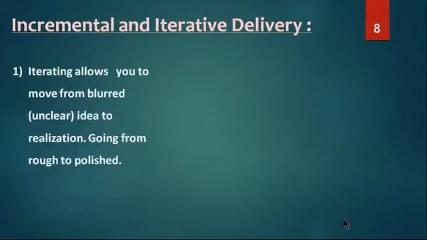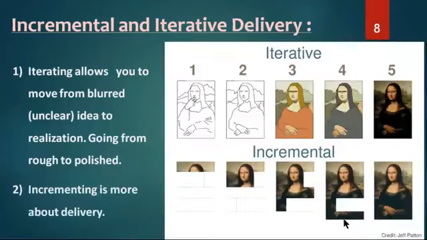Incremental, iterative delivery. Look at that. Iterative means what? What's the meaning of iterative? Iterative allows you to move from a blurred, unclear idea to realization, going from rough to polished. First, we provide a version to the customer. With every version, what is happening? Finally, we work until the actual requirements are done in the software. Iterative: step by step, version to version, we can go on. We can go on releasing a number of cycles to the customer.